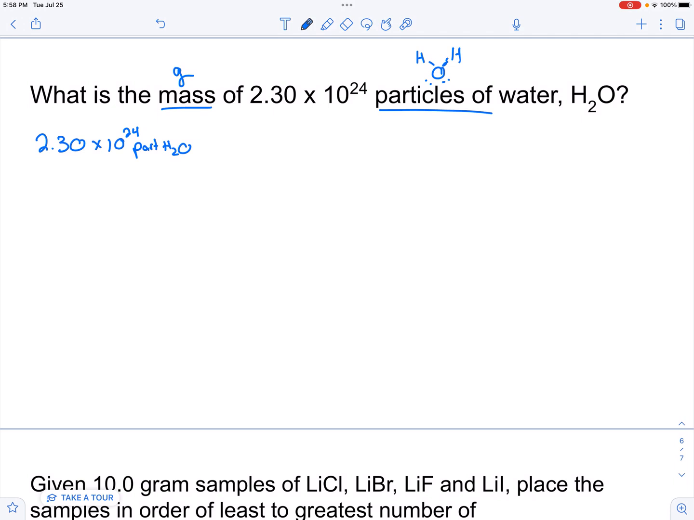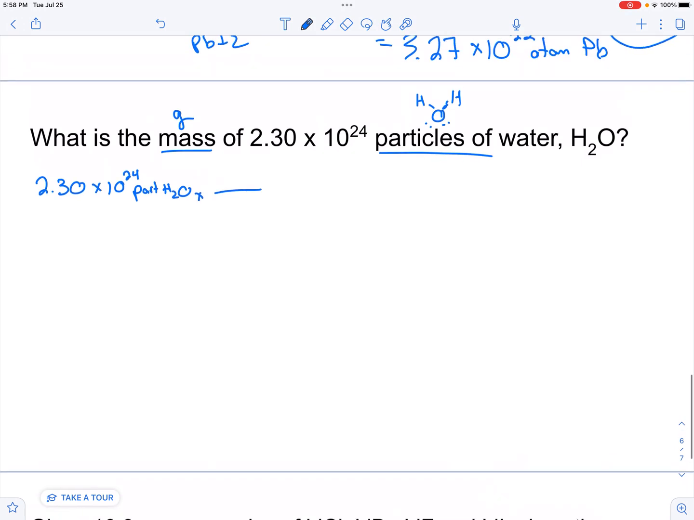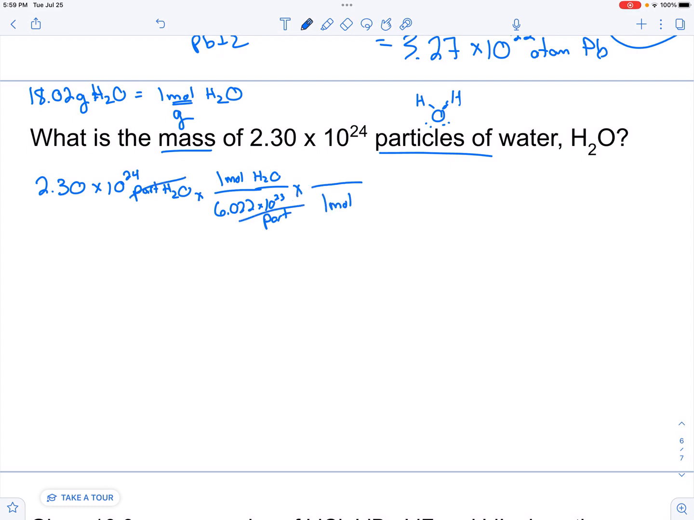Okay, so I can't go directly to grams, because here's the thing, again, on the periodic table, we had this number earlier, this 18.02 grams of water, that is equal to 1 mole of water. All right, so we're not in moles yet, so that's the first thing I have to do. I have to get into moles of H2O. 6.022 times 10 to the 23rd particles. Again, those cancel out. Now I know for every 1 mole of H2O, there are 18.02 grams, and then that's all I need to do.